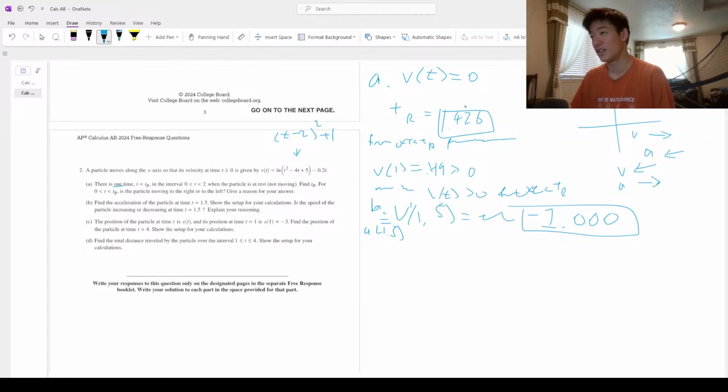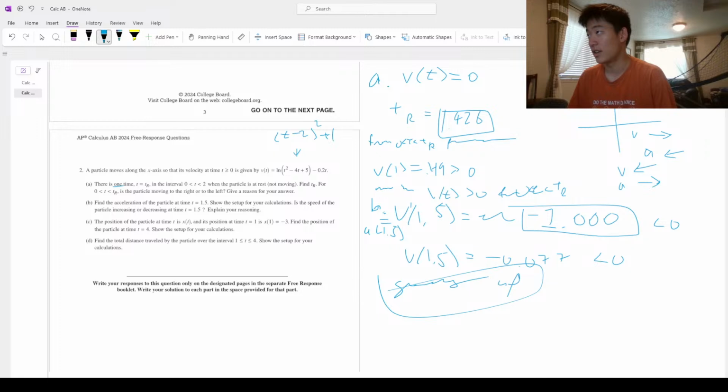And indeed, they do have. Oh, actually, v of 1.5. Just regular v of 1. What am I doing? Okay, here we go. v of 1.5 equals -0.077. So this is less than 0. This is less than 0. Same direction, so it's speeding up, because it's the same direction, increasing the magnitude of the velocity.